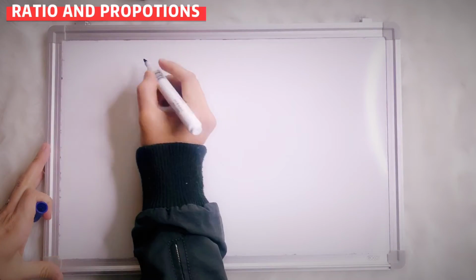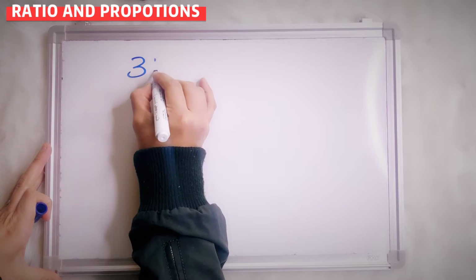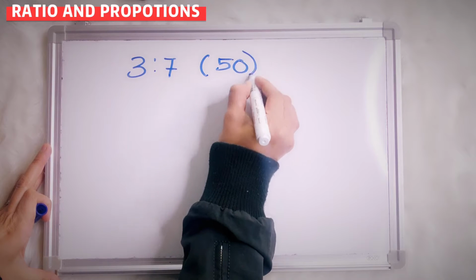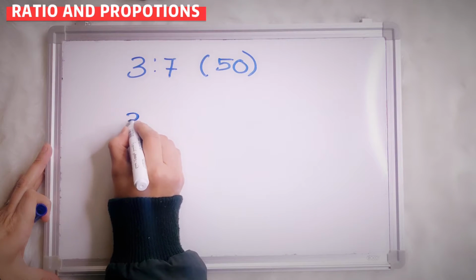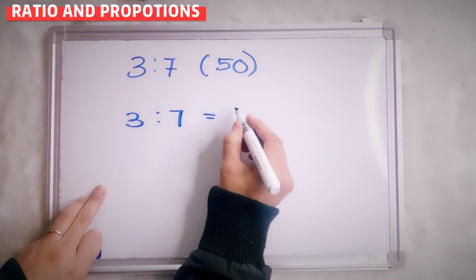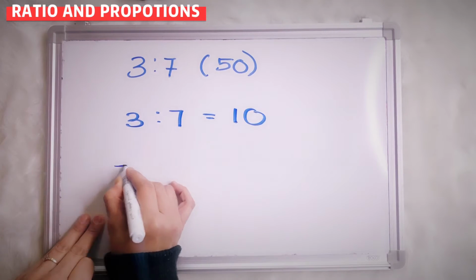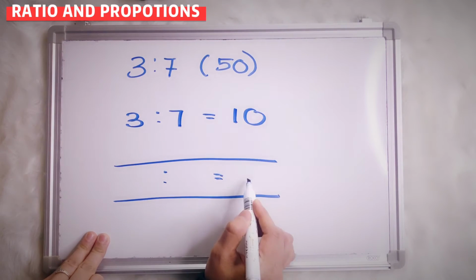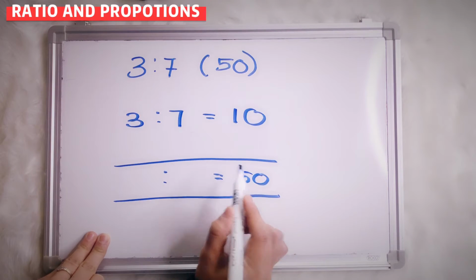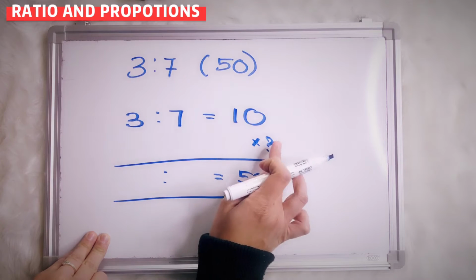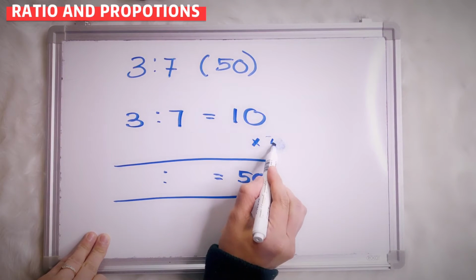Okay, so let's say I put here in the ratio 3, 7, okay, 50. So 50 means our total here. So you straight away do 3, 7. So total 3 plus 7, you will have 10, correct? So you know here is 50. So 10 multiply with what number here, you will have 50. So definitely you will times 5, correct?